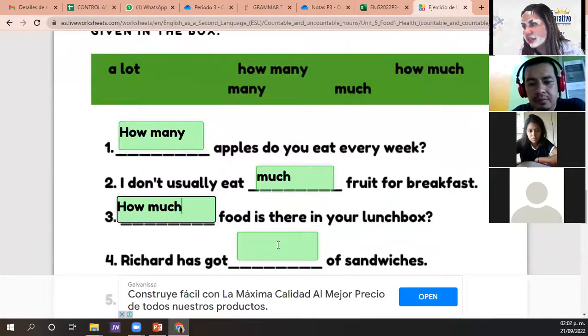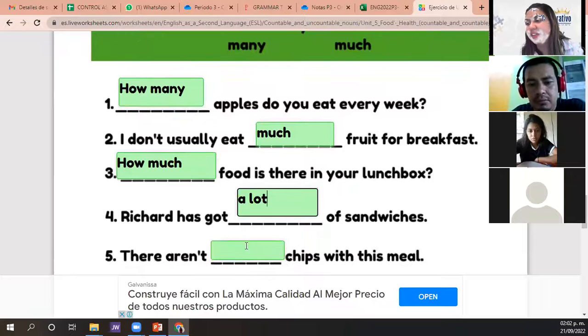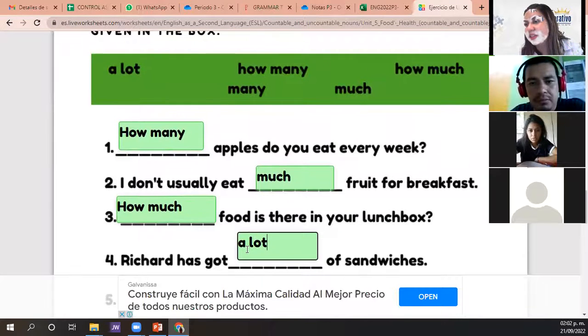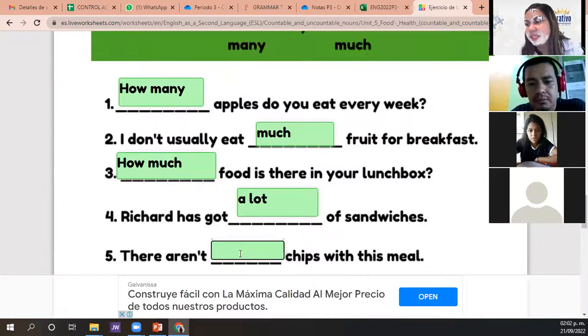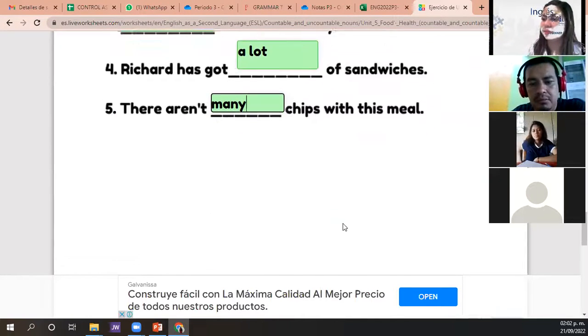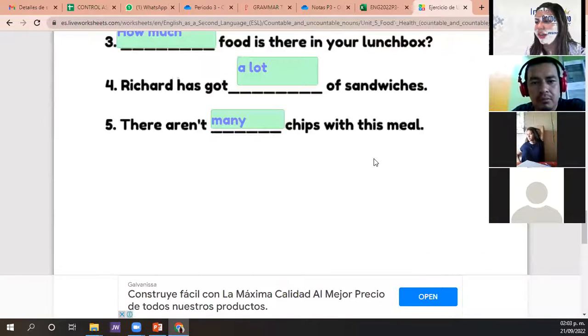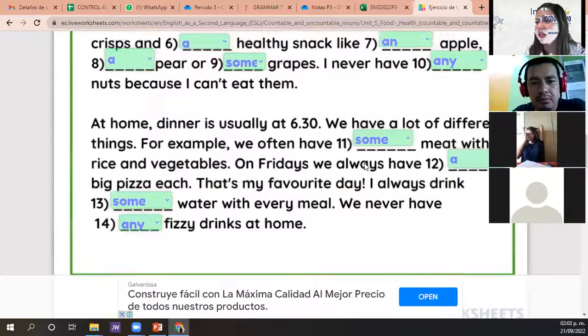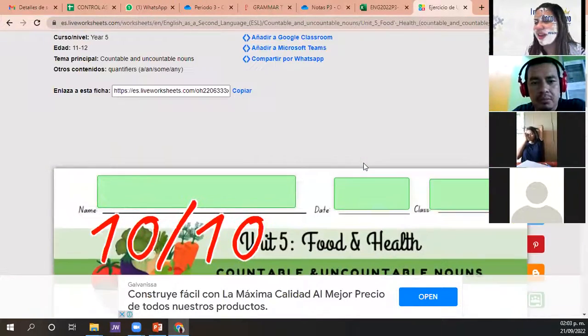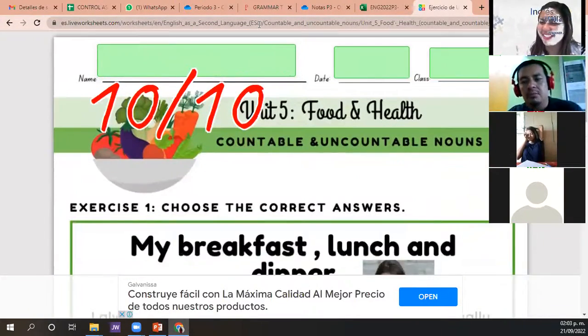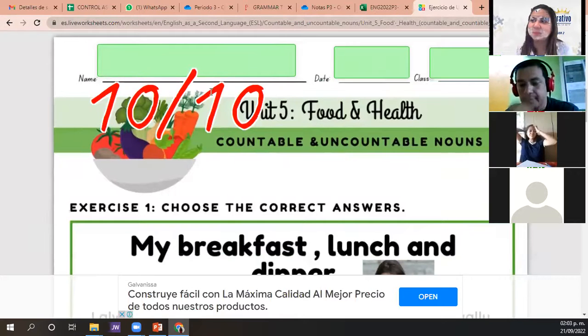Richard has got a lot of sandwiches. There aren't many chips with this meal. Okay, we finish our answers. And it's correct. So excellent. Again, congratulations. You did a good job.